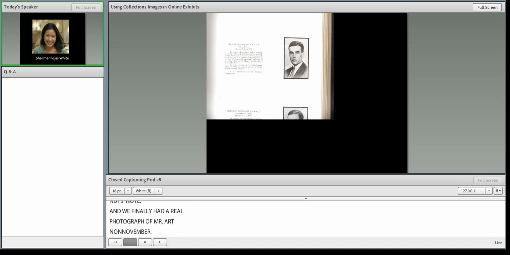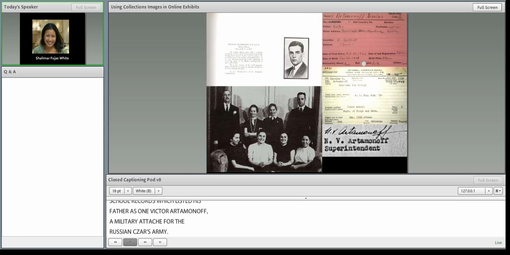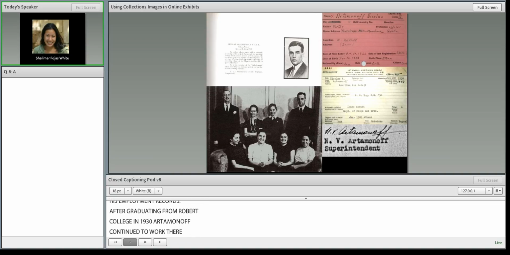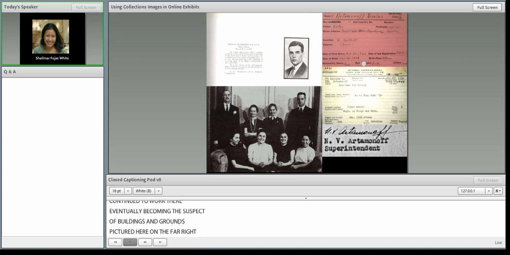So Artamonoff's school records listed his father as one Victor Artamonoff, a military attaché for the Russian Tsar's army. So not the son of an ambassador after all, but close. His employment records show that after graduating from Robert College in 1930, Artamonoff continued to work there, eventually becoming the superintendent of buildings and grounds, pictured here on the far right in the group portrait. And then we even found our elusive photographer's signature on the annual reports that he compiled.